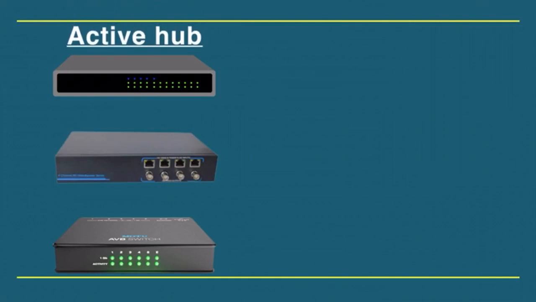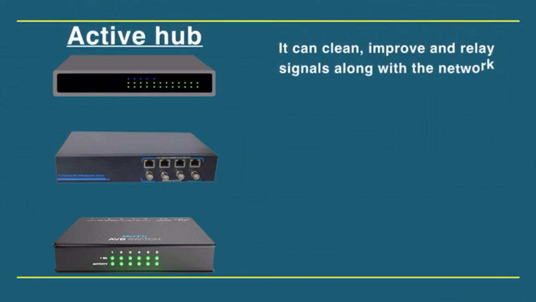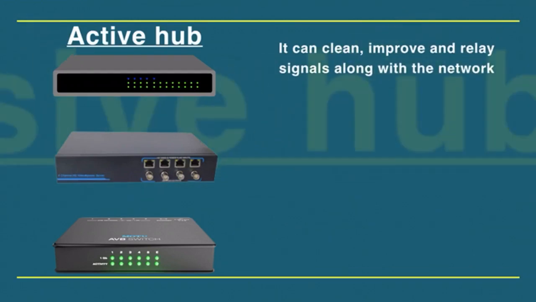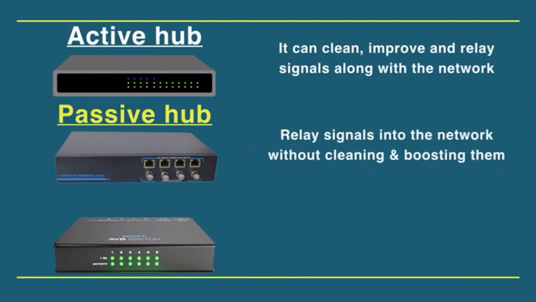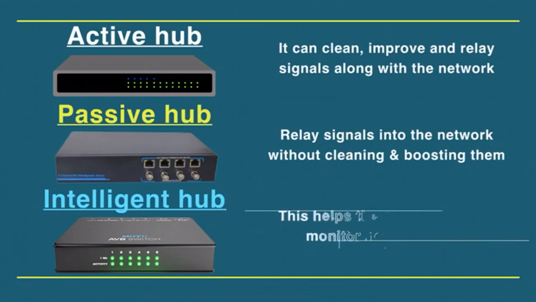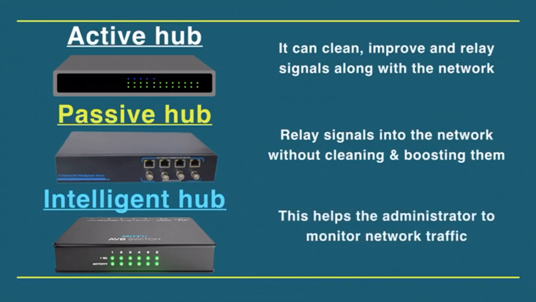Active hub. It's a kind of hub which has its own power supply. It can clean, improve and relay the signal along with the network. Passive hub. It simply distributes the signal coming from the previous ports. Passive hubs relay signals into the network without cleaning and boosting them. Intelligent hub. It helps the administrator to monitor network traffic and you can configure each port on it individually.